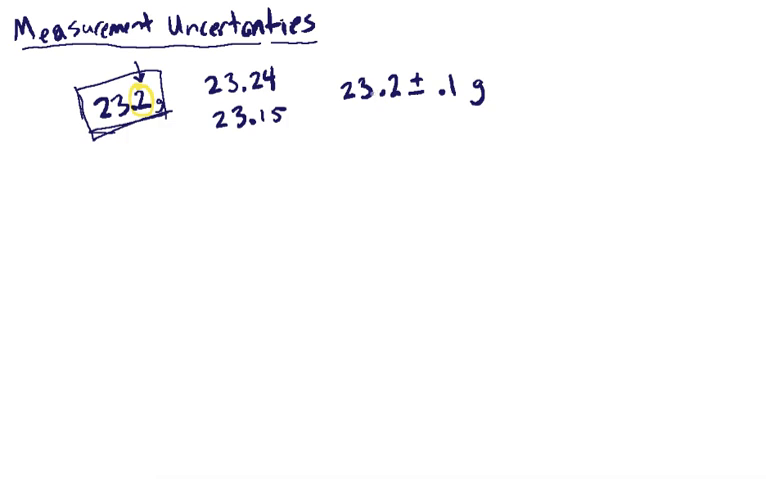It might actually be, say your scale was slightly off and somebody else's scale was off by a hundredth of a gram from yours. They might actually get 23.3 when you got 23.2. So it might be a 0.3 here for them. Somebody else could be off in the other way as well.